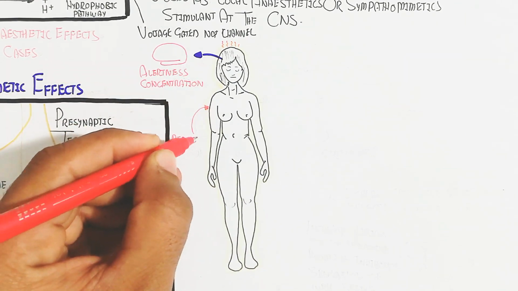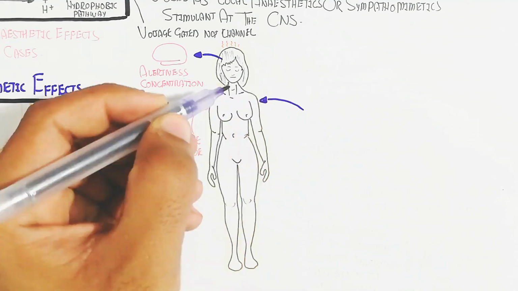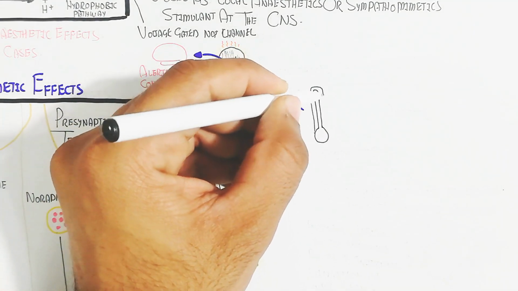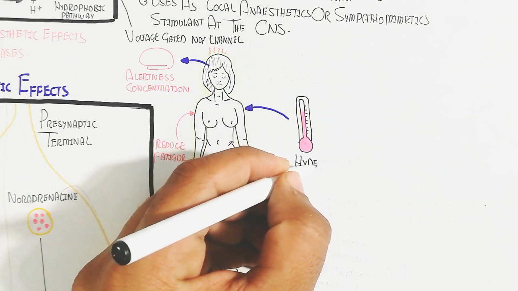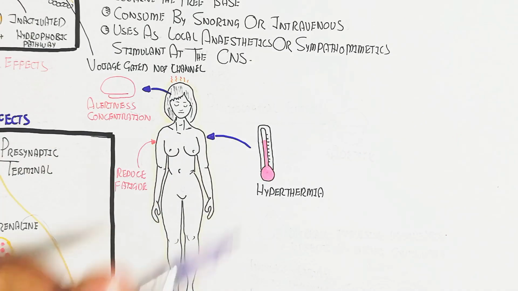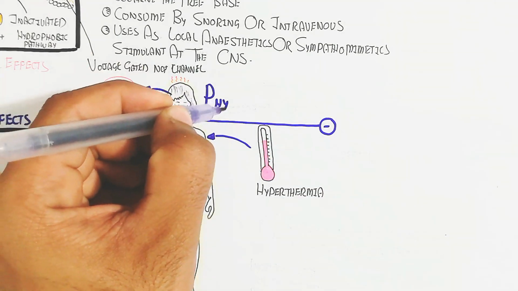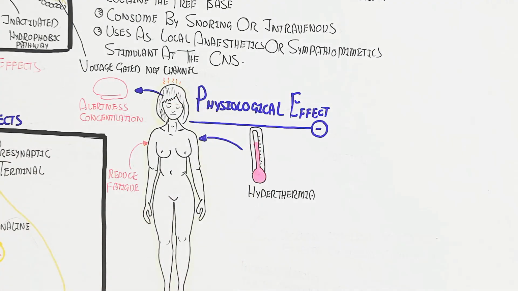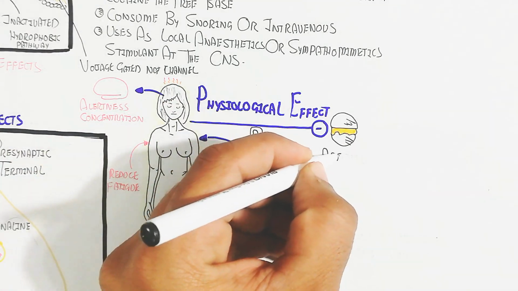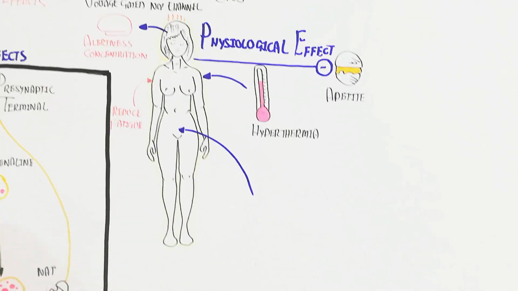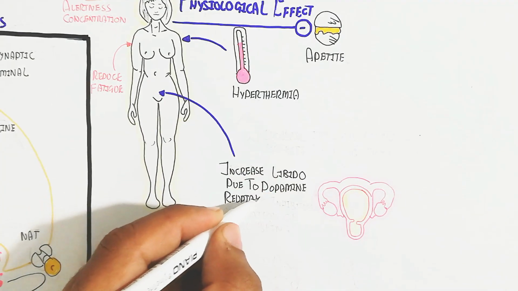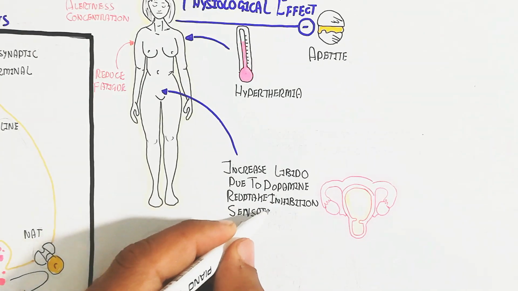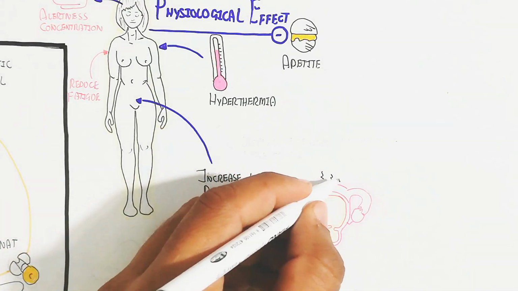Let's understand the physiological effects. In the brain and nervous system, there is alertness, while fatigue in the muscles is reduced and appetite is inhibited, while hyperthermia, a high body temperature, will occur. It is an appetite suppressant, so appetite decreases. It is also responsible for the release of leptin, which is why appetite decreases. On the other hand, there is increased libido due to dopamine reuptake inhibition and a sensation of well-being, so more desire for sex.